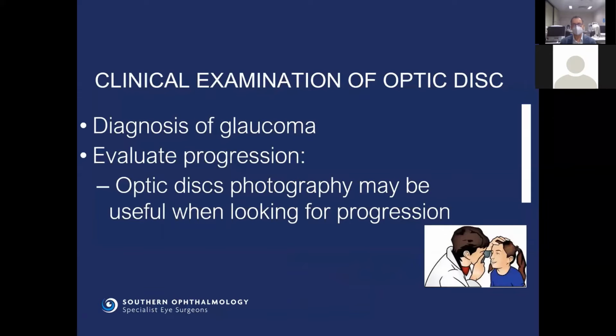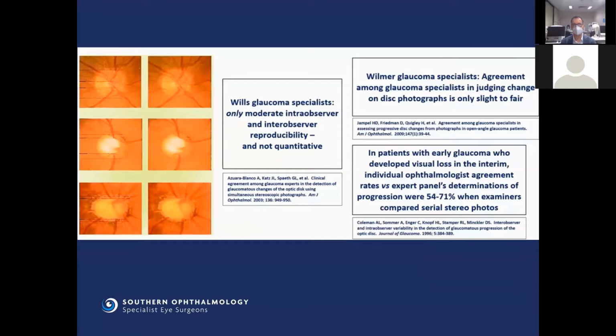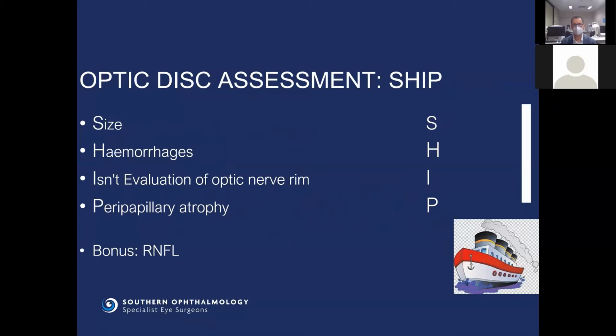Going back, starting then with one of the four things that we need to do to make a diagnosis of glaucoma, looking at the optic disc. Important for the diagnosis of glaucoma and evaluation of progression. And optic disc photography may be useful when looking for progression, although a number of studies have shown that there's only moderate intra and inter-observer reproducibility, and the results are not that accurate.